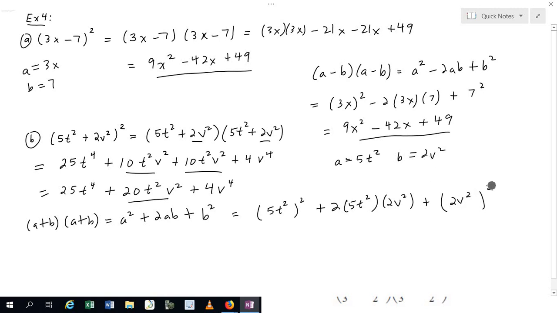So 2v squared, squared. Okay, and then you go through and square this, and of course you get 25t to the fourth. And then when you multiply this up, again, changing the order of multiplication, so 2 times 5 times 2 would be 20. And then t squared times v squared. And then here you get 4v to the fourth. And so you do end up with the same answer using the formula.